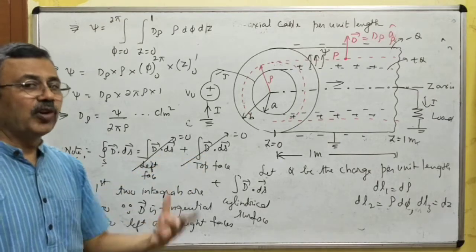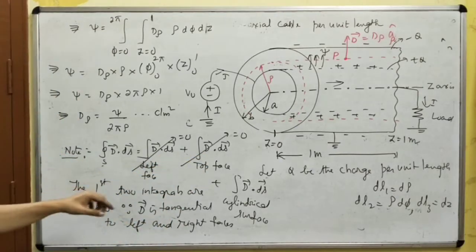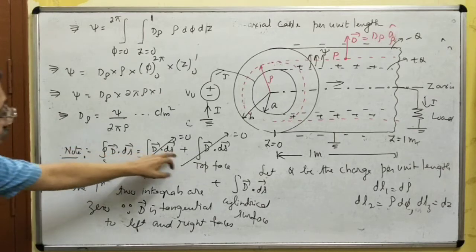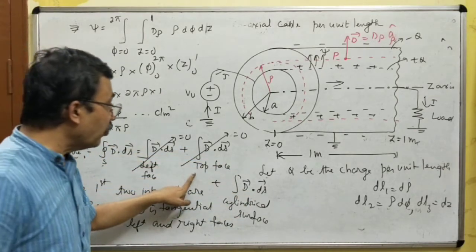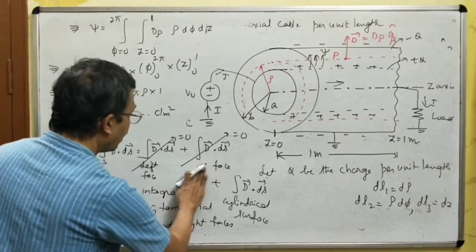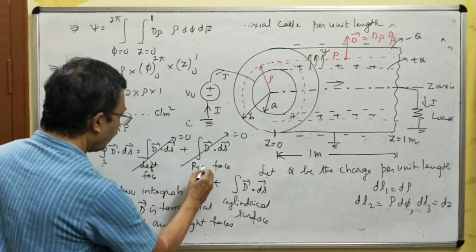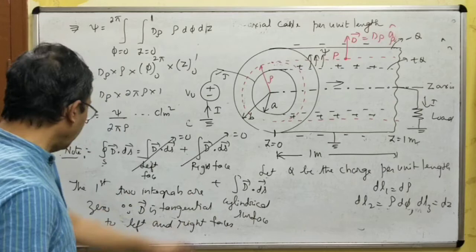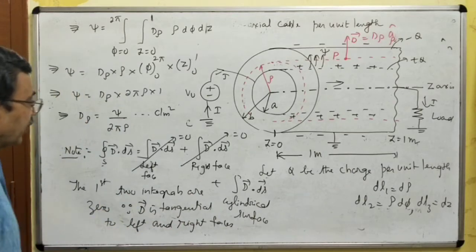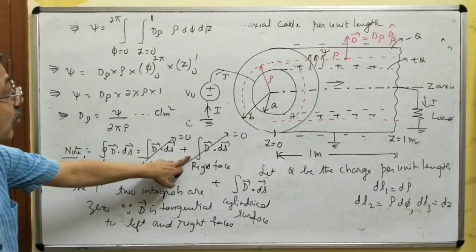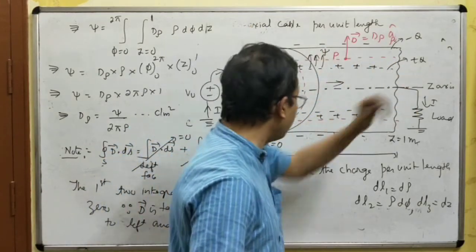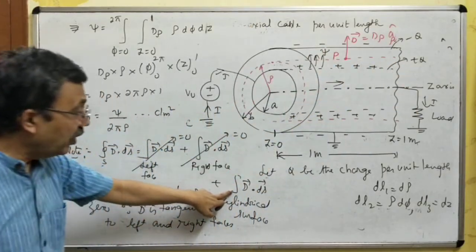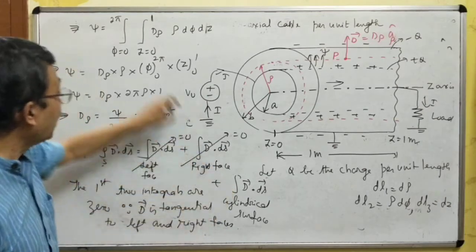I had skipped one step that I made very clear. So the closed surface integral is made up of 3 open integrals. One for the left face, one for the right face, and one for the cylindrical face. These two integrals are 0 because vector D is tangential to the left face and the right face. So only this integral will survive, and this integral is evaluated here.